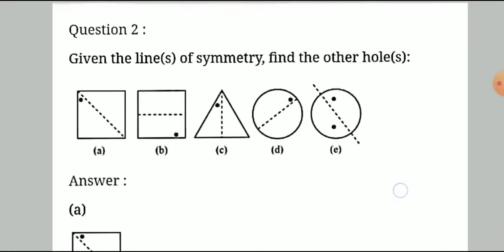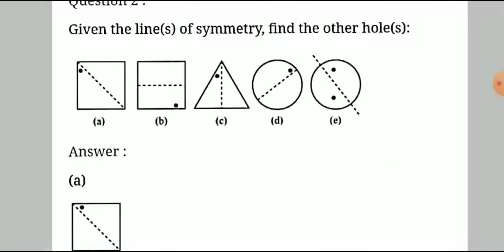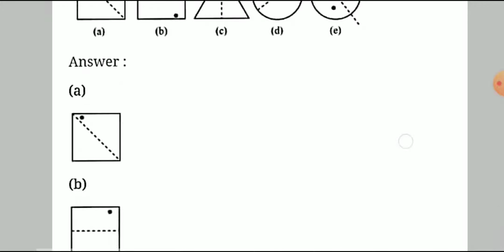Question number 2. Give the lines of symmetry, find the order of the hole. Now in the second part of this question we need to draw the holes. So this is the line of symmetry, so you will get a hole here. And if you fold this figure, this hole will reach here. And this hole will reach here, and you will get here and here. See the answers.